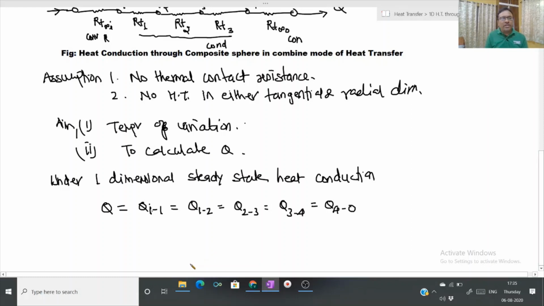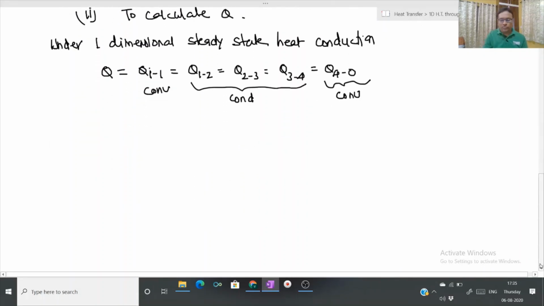Out of these 5 rates of heat transfer, the first and last will be by convection because it is the heat transfer between fluid and surface. These 3 heat transfer rates will be conduction because they are the heat transfer through solid surfaces. Now let us write down the expression for each individual rate of heat transfer. So this one will be by convection.